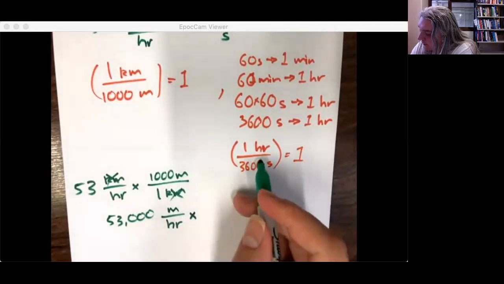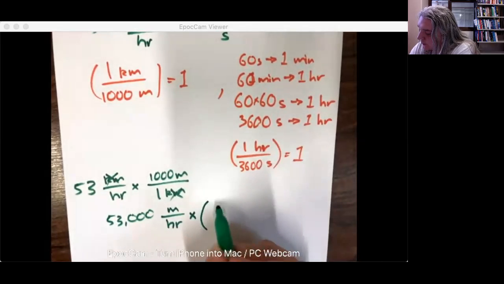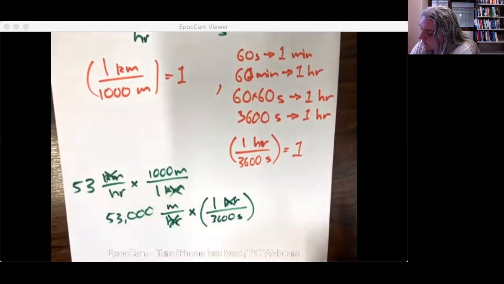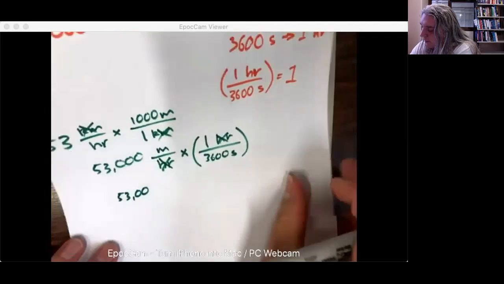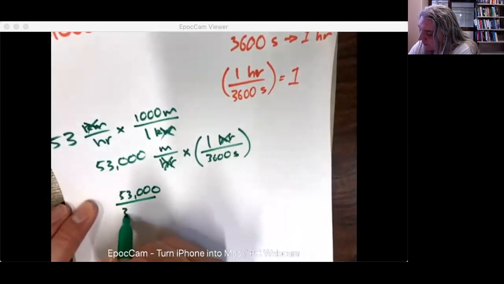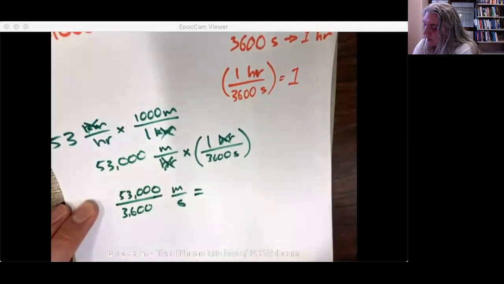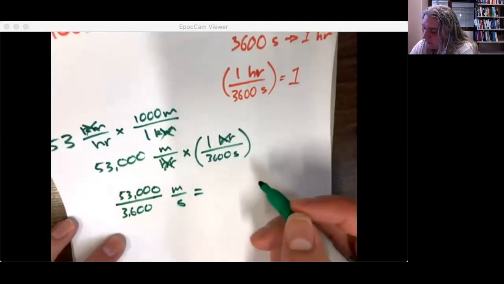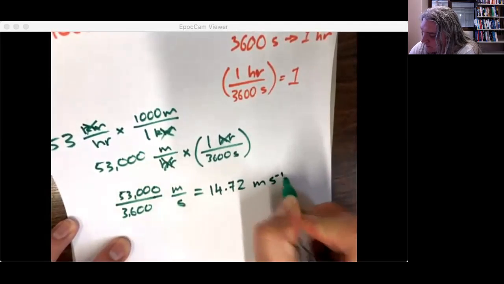Now we can multiply by this bracket. We've got hours on the bottom, this has hours on the top, so this one's already the right way up. So we just go 1 hour over 3,600 seconds. And that's going to cancel out our hours, and we're going to get 53,000, I'll move this page up slightly, 53,000 divided by 3,600, and we're going to be left with meters per second, which is what we want. So 53,000 divided by 3,600. You'll need a calculator for that one most likely, but it comes out to 14.72 meters per second.